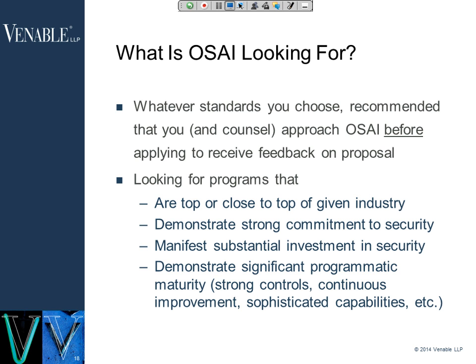That said, we can provide some basic guidance to cybersecurity applicants regarding some of the key features that OSAI expects to see in cybersecurity programs that are included in applications. In general, OSAI is looking to provide coverage to programs that are of a quality that puts them at or near the top of their respective industries. The program should demonstrate a strong commitment to security throughout the enterprise, as well as substantial investment in technologies, personnel, and other key resources. Finally, the program should demonstrate significant maturity, meaning strong controls, continuous improvement, and sophisticated capabilities. In other words, programs that are only minimally sufficient may not be eligible for coverage.